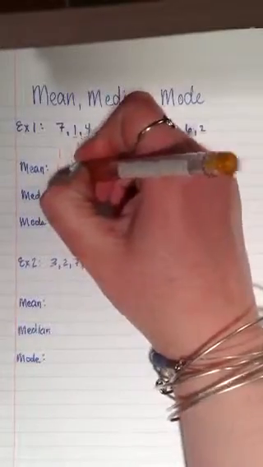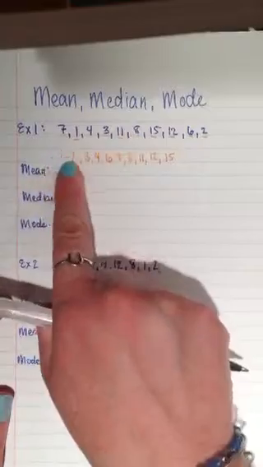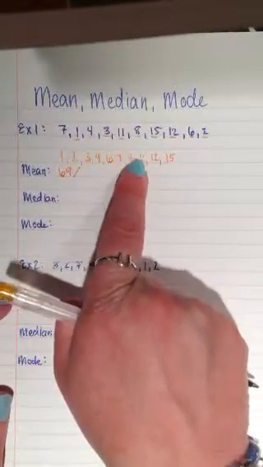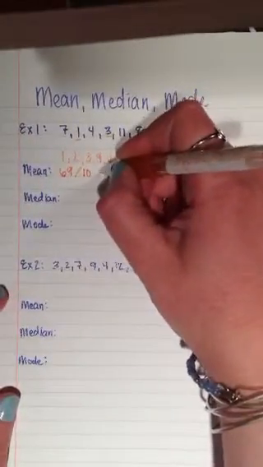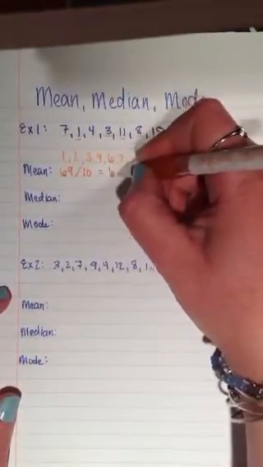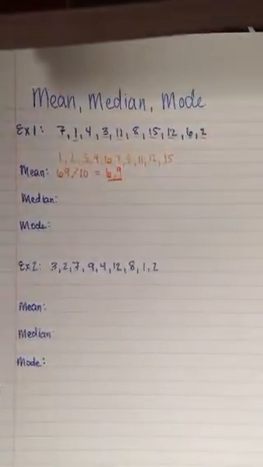We'll take 69 and divide by how many numbers there are. There are 1, 2, 3, 4, 5, 6, 7, 8, 9, 10. You're welcome to use your calculator again. Dividing by 10 though, we know we just scoot the decimal over. So that means our mean is 6.9.